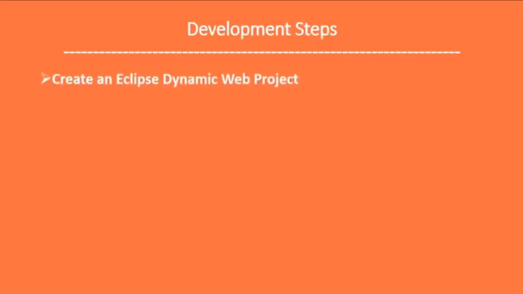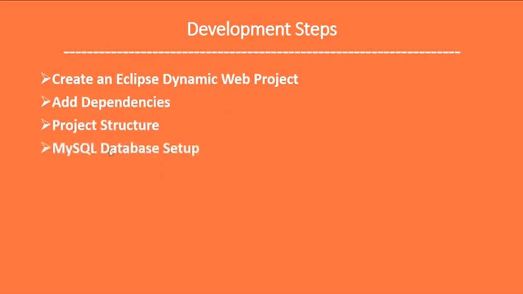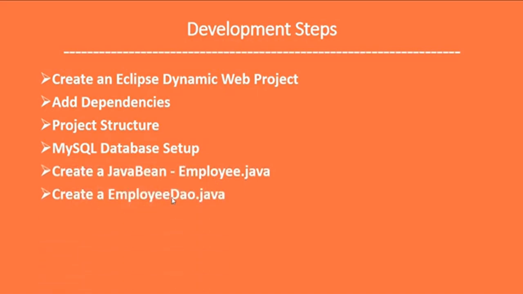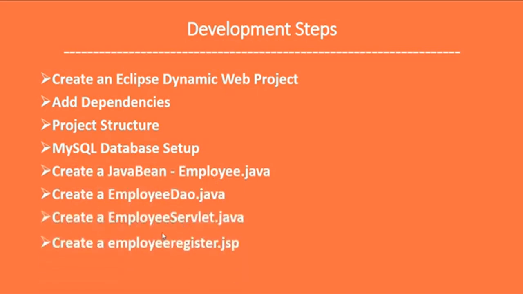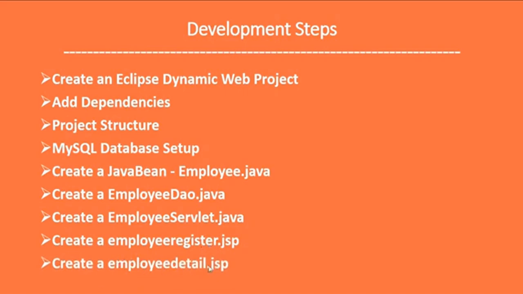So let's have a look into the development steps. So this is a very useful section because it outlines what we are going to implement in this video tutorial. So first we create an Eclipse dynamic web project. Next we add all the jar dependencies. Next we create a project structure. Next we set up the MySQL database, and next we create a Java bean, that is an employee. Next we create an employee DAO class. Next we create an employee servlet, and next we create an employee register.jsp page. Next we create an employee detail.jsp page, and finally we have a demo.